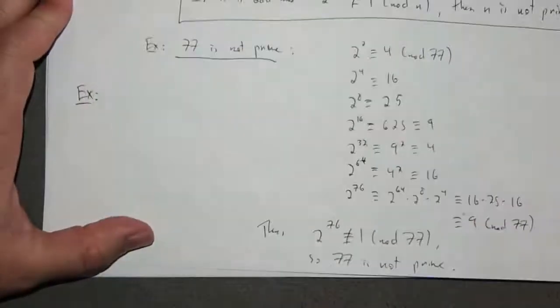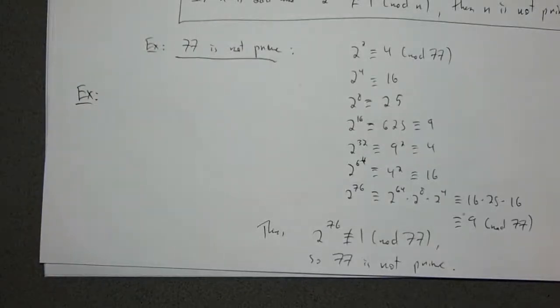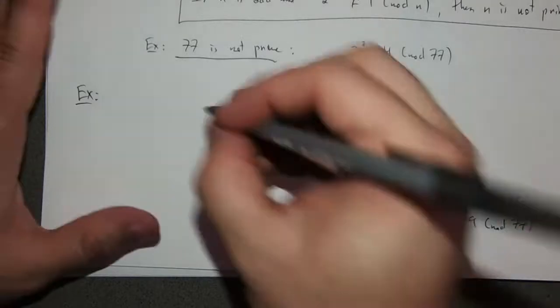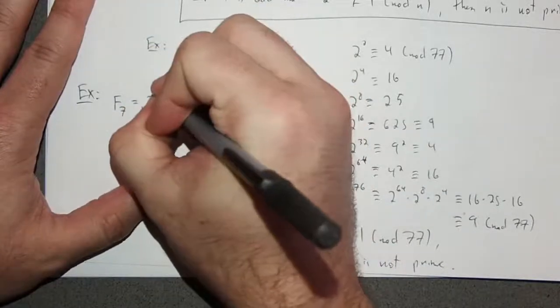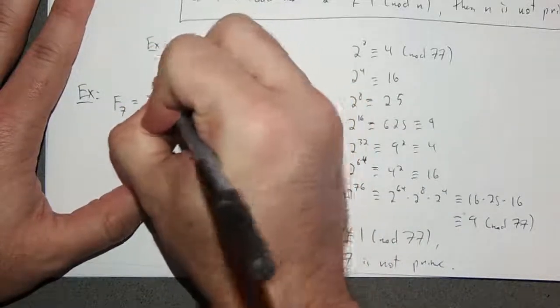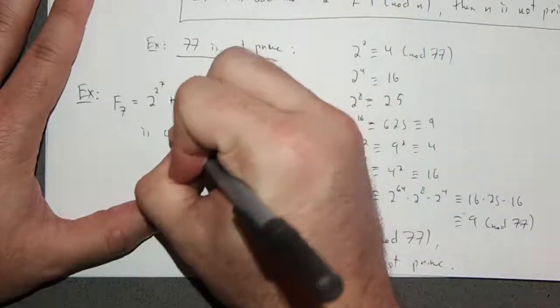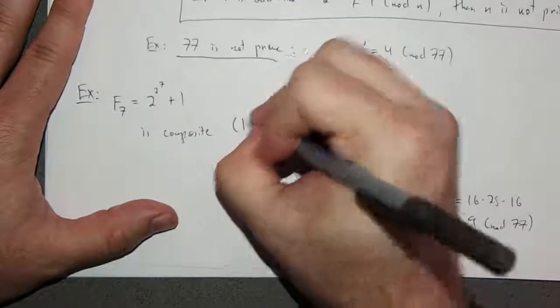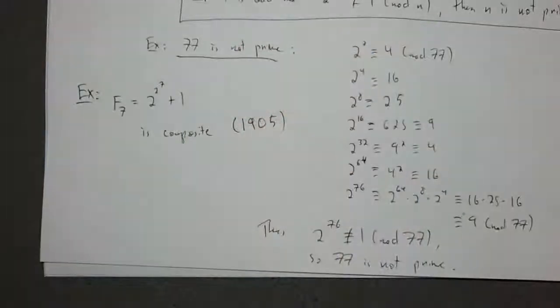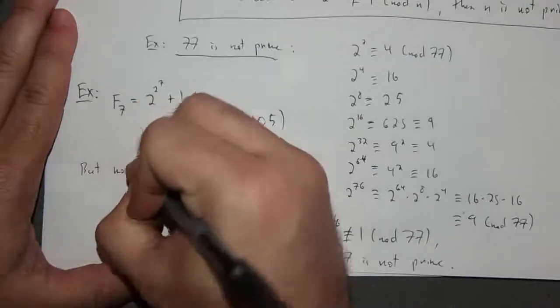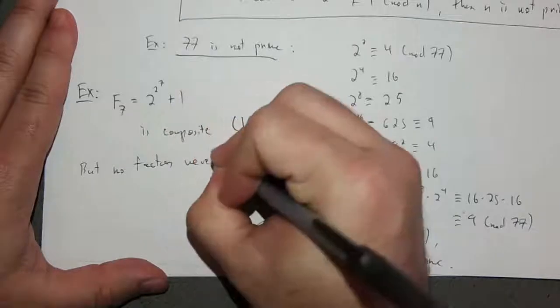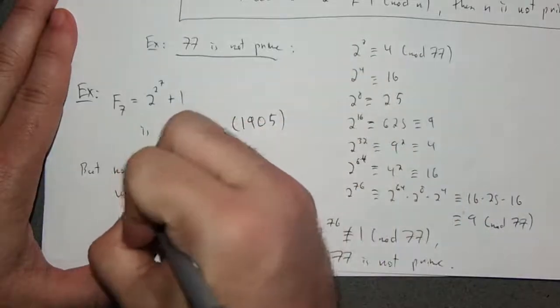So the example is, not necessarily by Fermat's little theorem, I'm actually not sure what method was used to show this, but the seventh Fermat number, 2 to the 2 to the 7 plus 1, is composite. This was shown in 1905. I'd have to look up the method. So it was shown in 1905 that this was composite, but no factors were known until 1970.